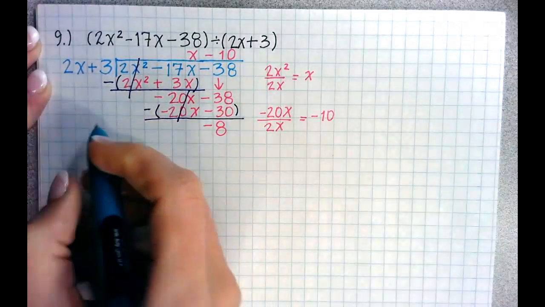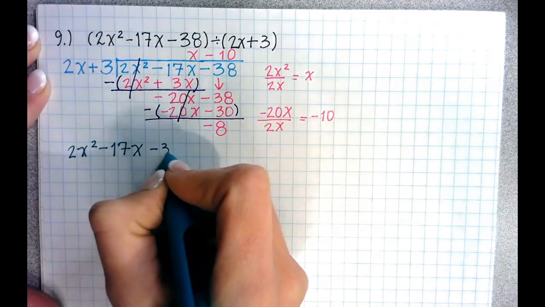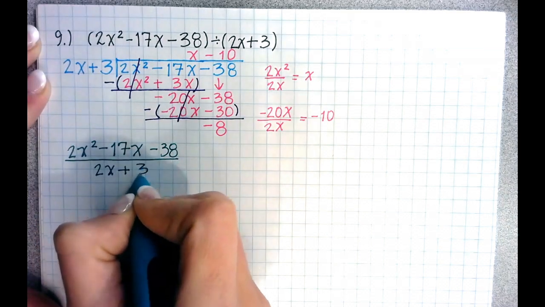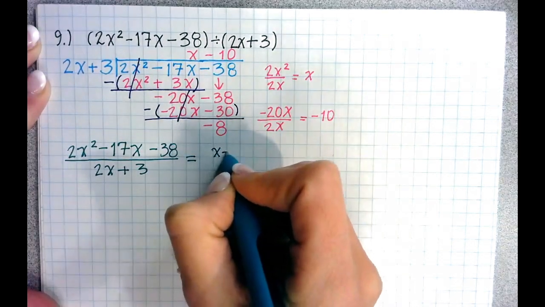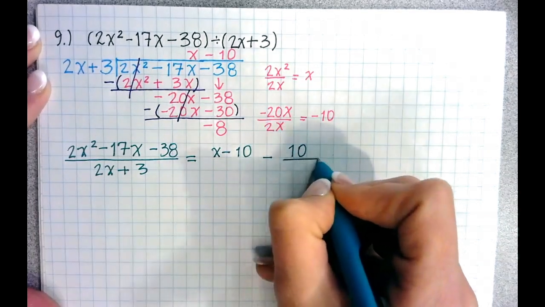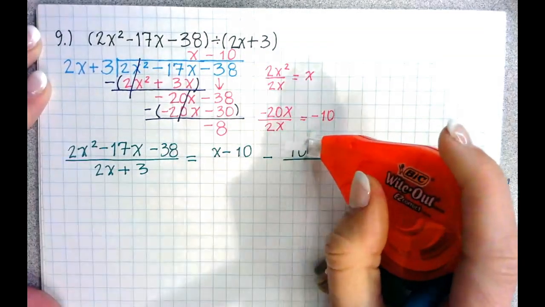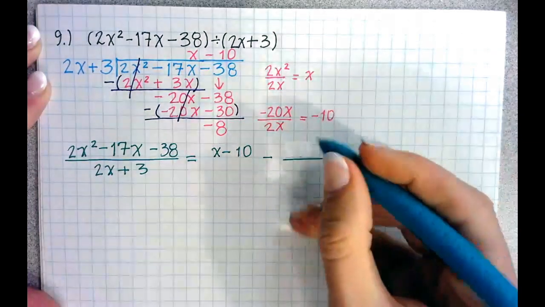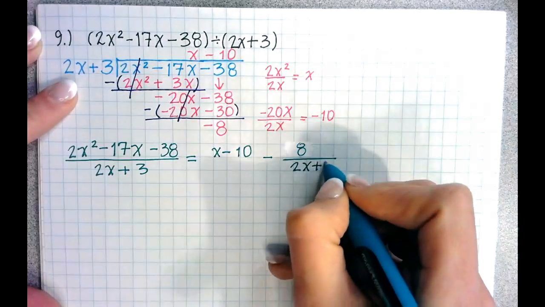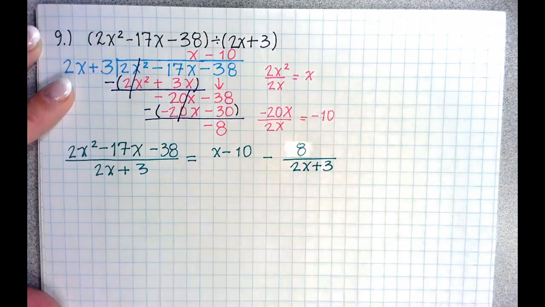I guess I could write it out just as 2x squared minus 17x minus 38 over, rational expression right over here, 2x plus 3. That is equivalent to x minus 10, which is invisible over 1, minus 10 over, that's my remainder, which, oh no, I'm kidding, looked at the wrong spot, 8 was my remainder. So minus 8 over what I was dividing by, so 2x plus 3. Again, you can memorize this times this plus this over this should be my answer.